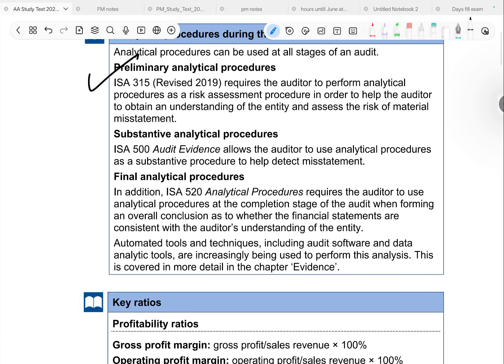Finally, analytical procedures are performed at the completion stage of the audit. These are used to assess whether the financial statements are consistent with the overall audit strategy. In modern audits, automated tools and techniques are increasingly used to perform these procedures more efficiently and accurately.